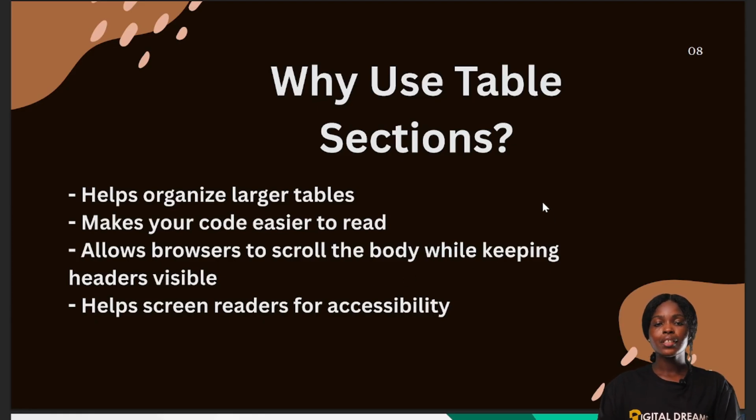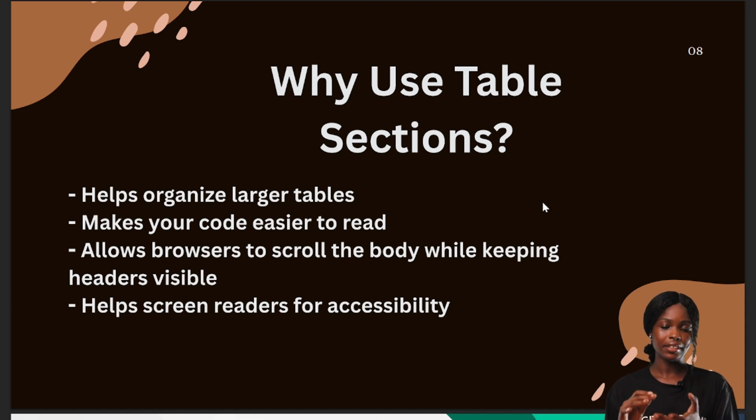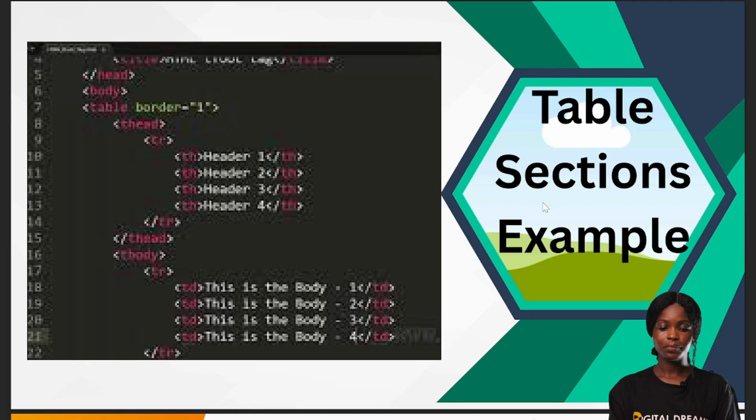So why do we use table sections? Table sections help us organize larger tables. Assuming you are working on a bigger table, you will need to section it by saying this is the head and this is the body and this is the footer, so that it will look better. It allows browsers to scroll through the body while keeping headers visible. And it helps screen readers for accessibility.